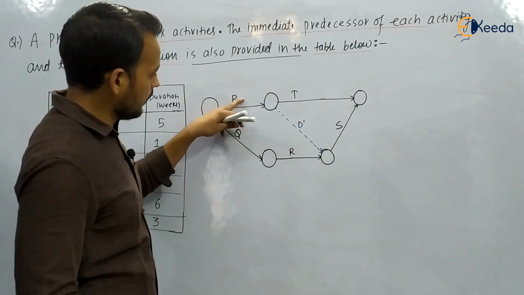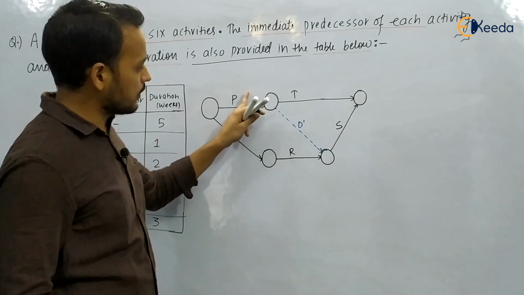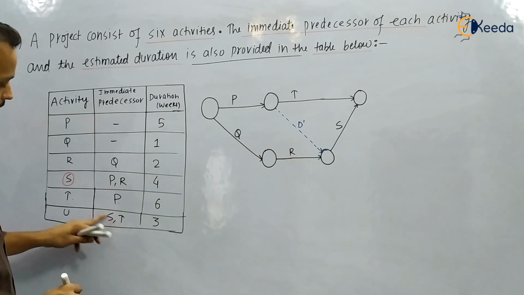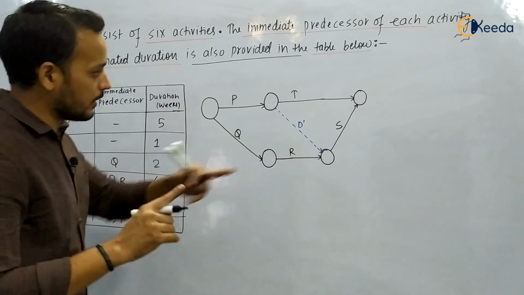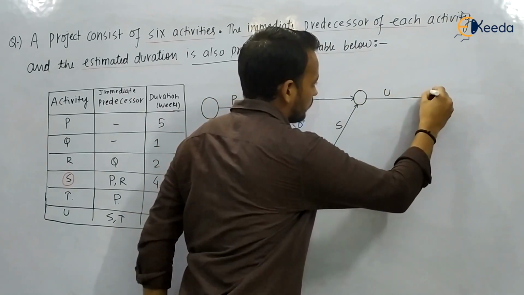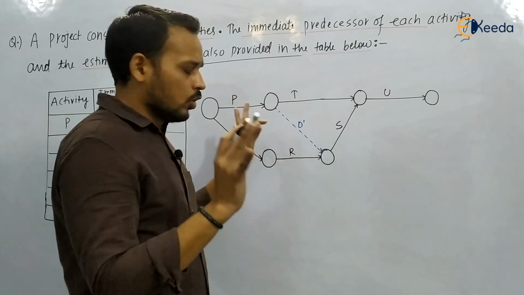S means you can see the precedence P and R, and we have drawn activity S, and for T the precedence is P. Now T and S are matching. For U we have to combine S and T. So we have combined S and T, and the last activity is activity U. Why have we done the dummy activity? You will see the reason.